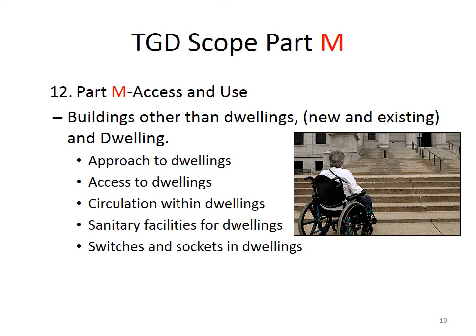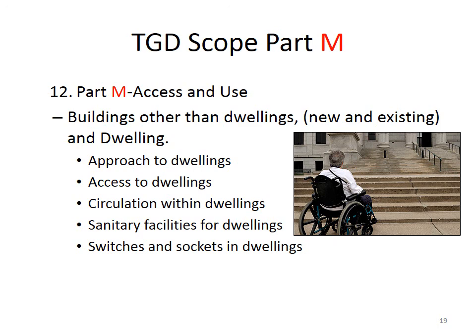Included in this will be approach to dwellings, access to dwellings, circulation within dwellings, making sure that all the doors are wide enough for people who have to use wheelchairs that they can get through them and maneuver around inside the building. Circulation within dwellings, sanitary facilities for dwellings, switches and sockets in dwellings.